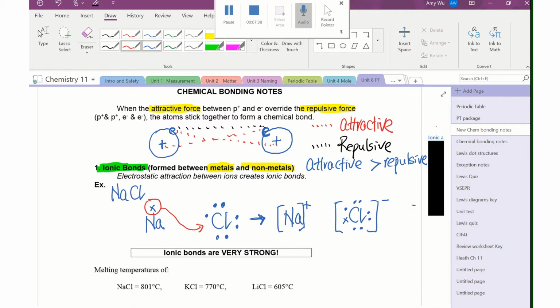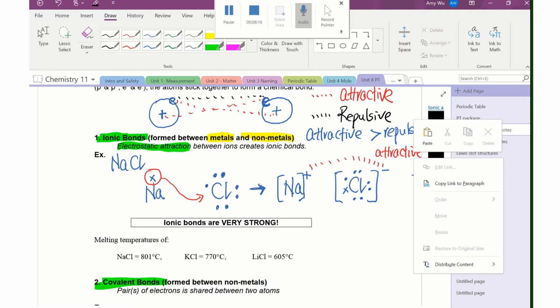Okay, so again, positive attracts negative, right? So positive attracts negative. This is the attractive force again, and that's how they bond together. Okay, so for ionic bonds, it's the electrostatic force that bonds them together between the positive ions and the negative ions, and that's how they have this very strong bond together. Okay, so that's ionic bonds, and ionic bonds are super strong.